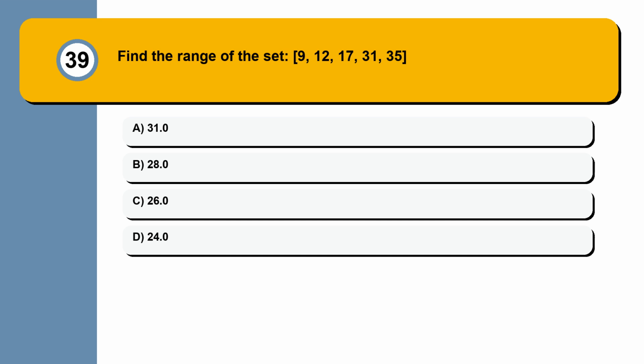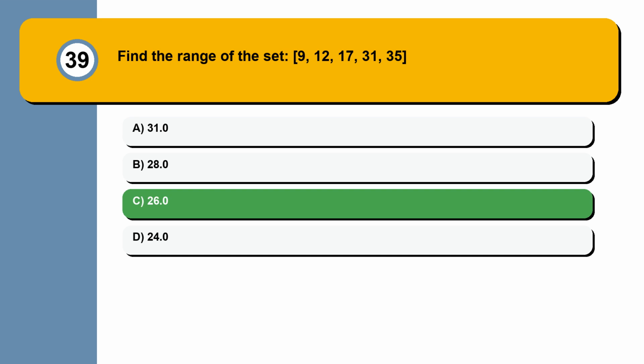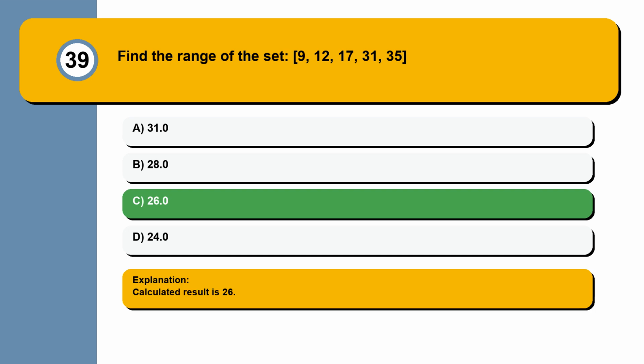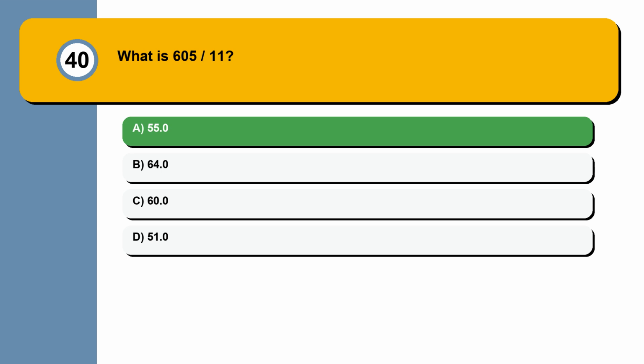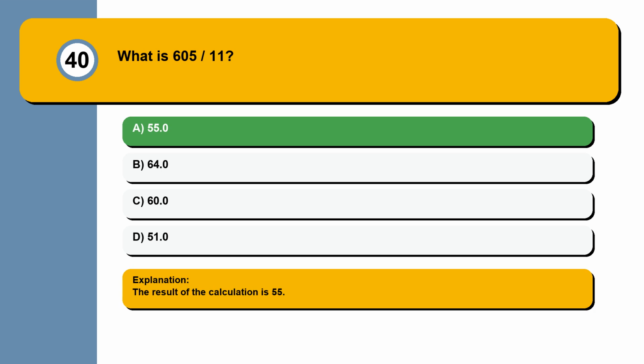Question 39. Find the range of the set 9, 12, 17, 31, 35, 31.0, 28.0, 26.0, 24.0. Calculated result is 26. Question 40. What is 605/11? 55.0, 64.0, 60.0, 51.0. The result of the calculation is 55.